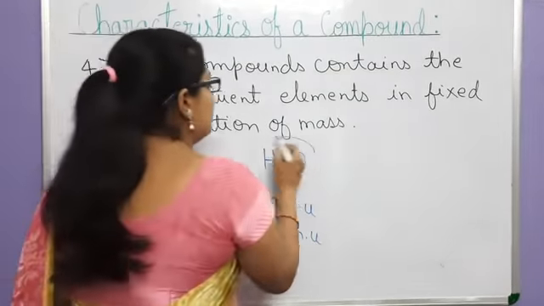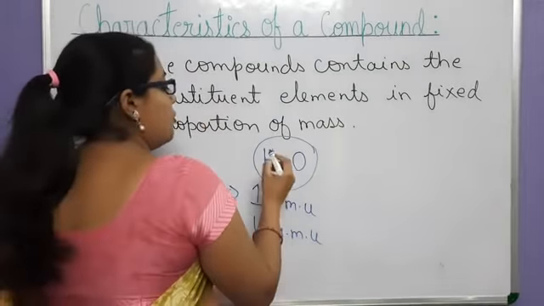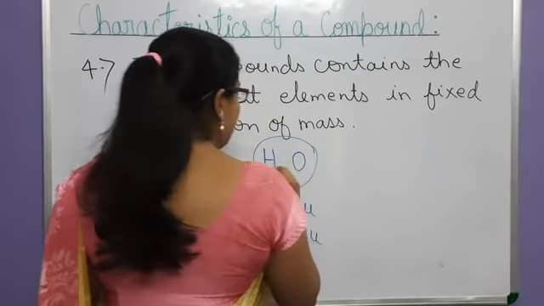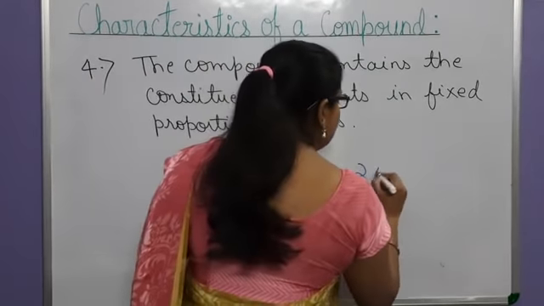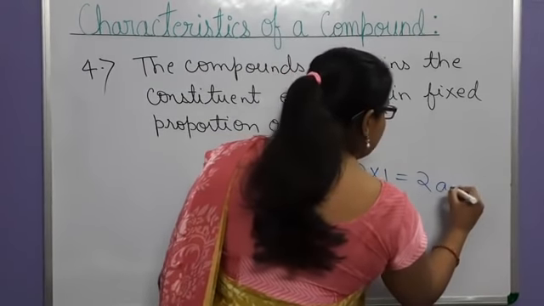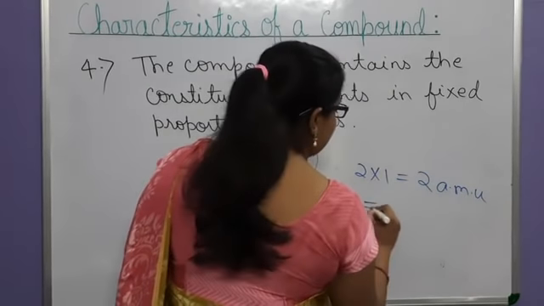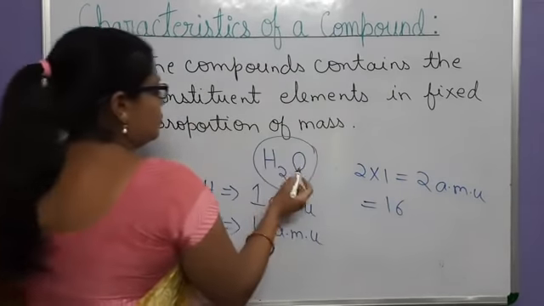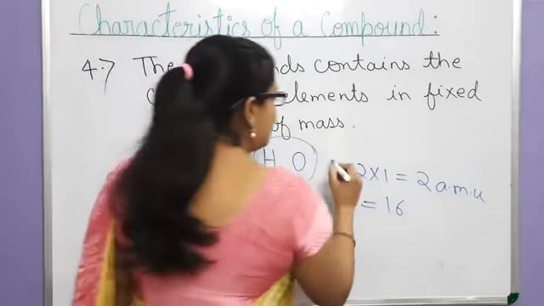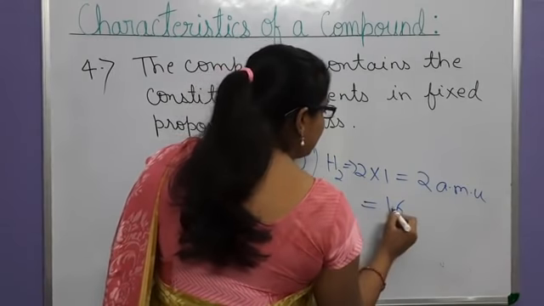And what about the water molecule? How many atoms of hydrogen are present in one molecule of water? 2. So the total atomic mass will be 2 into 1, that is 2 AMU. What about oxygen? It will be 16 only, because the total number of oxygen atoms present in the water molecule is 1.